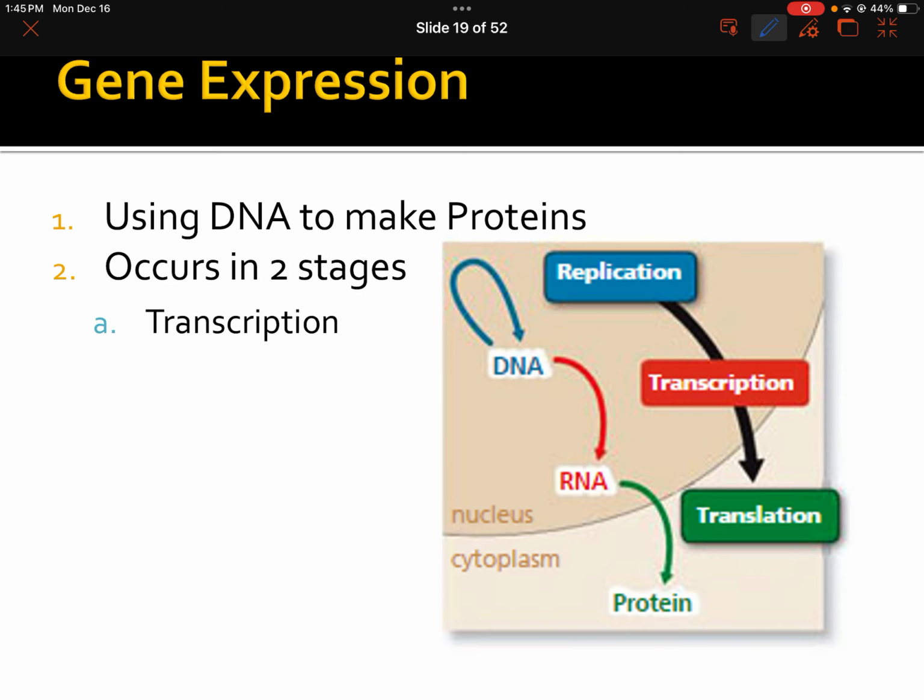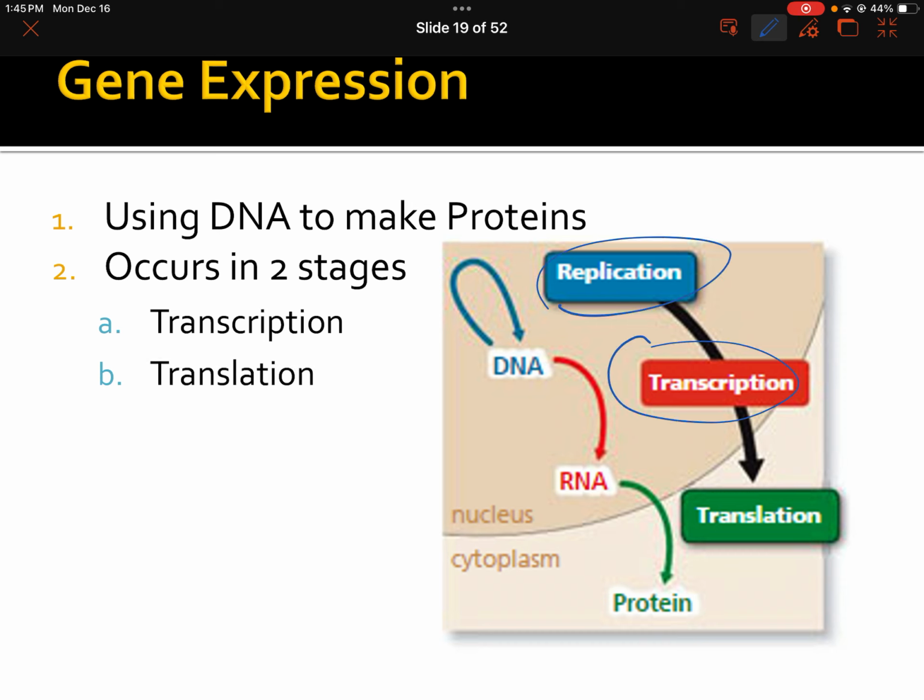So again, just a quick review of what we looked at last week. Replication and transcription, location is important. Those both occur in the nucleus. And then we had that messenger RNA that leaves the nucleus, and translation occurs out in the cytoplasm.